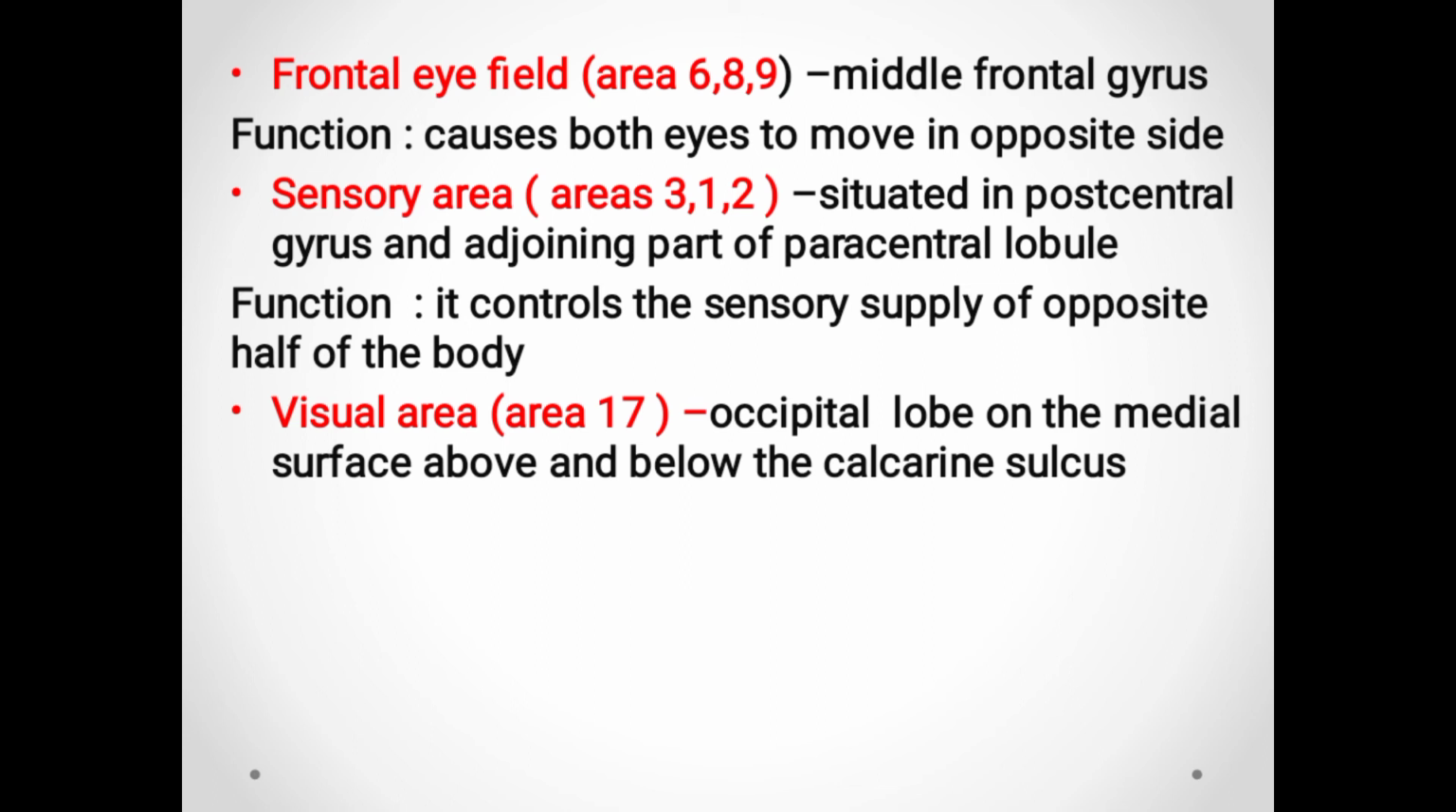The next, visual area, area number 17, which is located in the occipital lobe on the medial surface above and below the sulcus, called the calcarine sulcus. One more is there, psychovisual area, area number 18 and 19, seen above and below the visual area. Function: interpretation of visual impulse. So I have to mention all this and write.